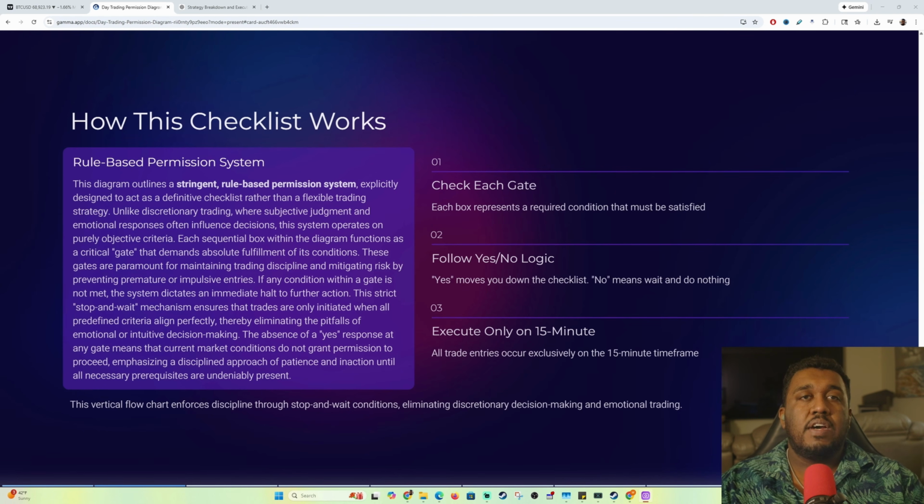You only move down the checklist when the answer is yes, and all trade execution happens exclusively on the 15-minute time frames. It's going to make you a very good day trader. This structure is designed to eliminate emotional and impulsive trading, which is the number one reason people lose while trading.